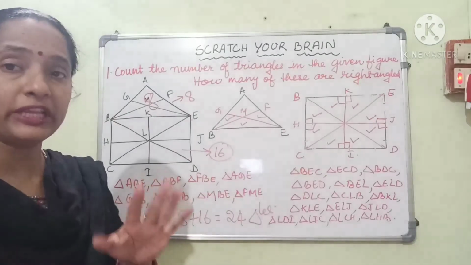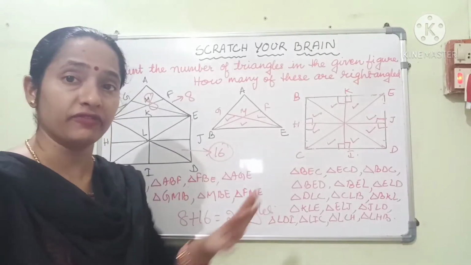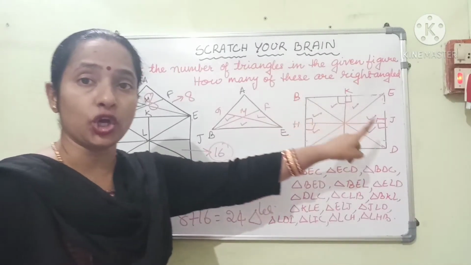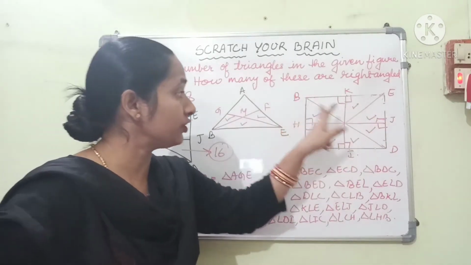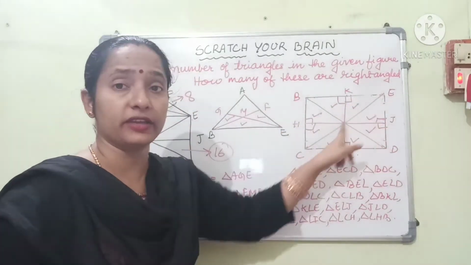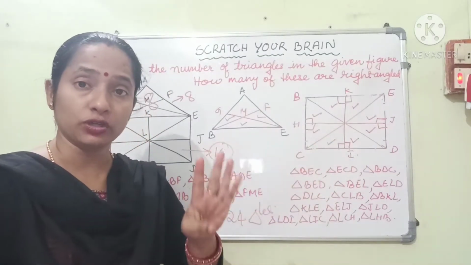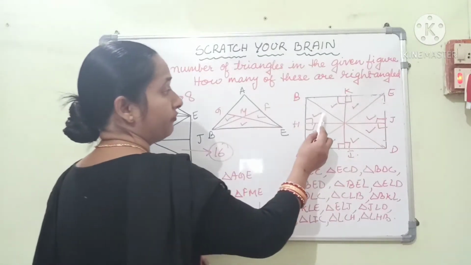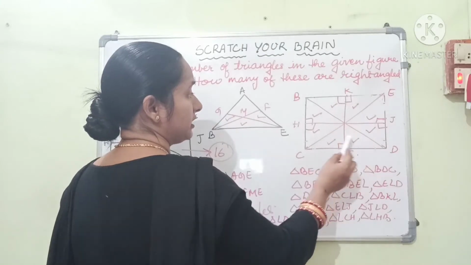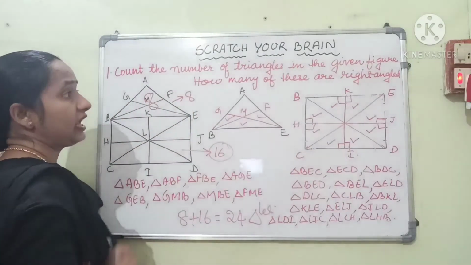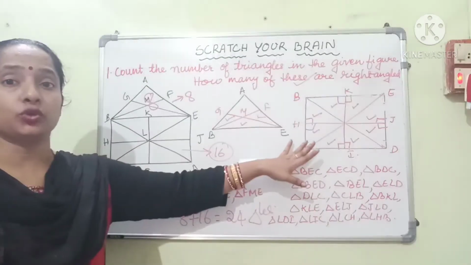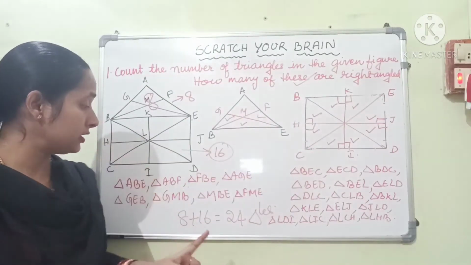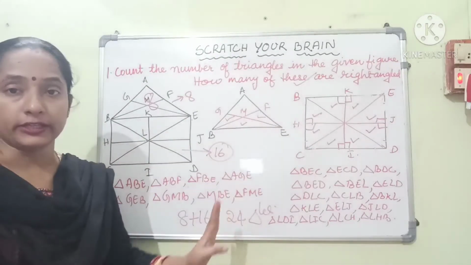So total how many right angle triangles we have in this figure? First, when you draw the diagonal, you get 2 right angle triangles here, and if you will draw the second diagonal, another 2 right angle triangles. Total 4 right angle triangles, and here 5, 6, 7, 8, 9, 10, 11, 12. So there are how many right angle triangles in this figure? There are total 12 right angle triangles and 24 triangles in it.